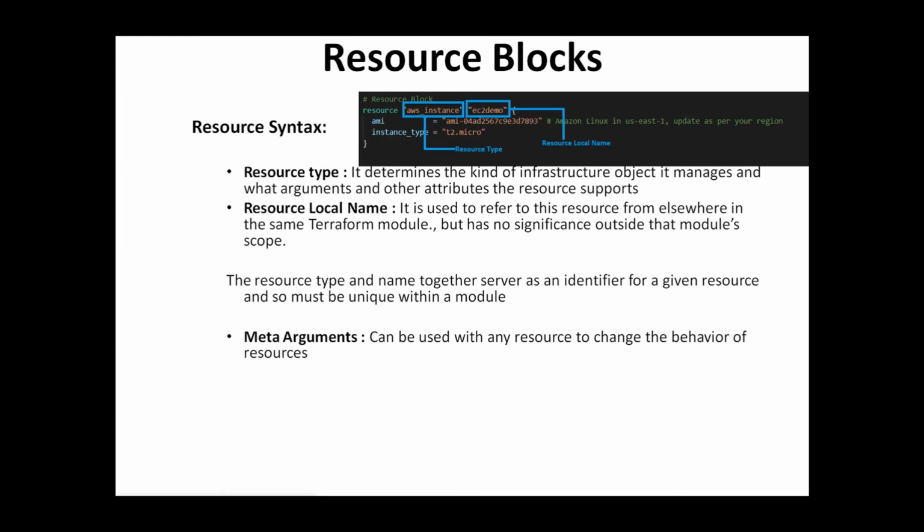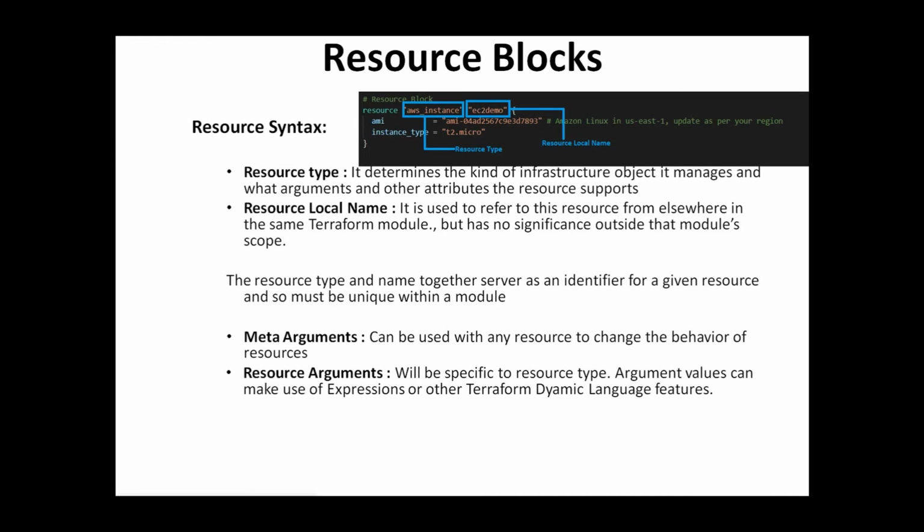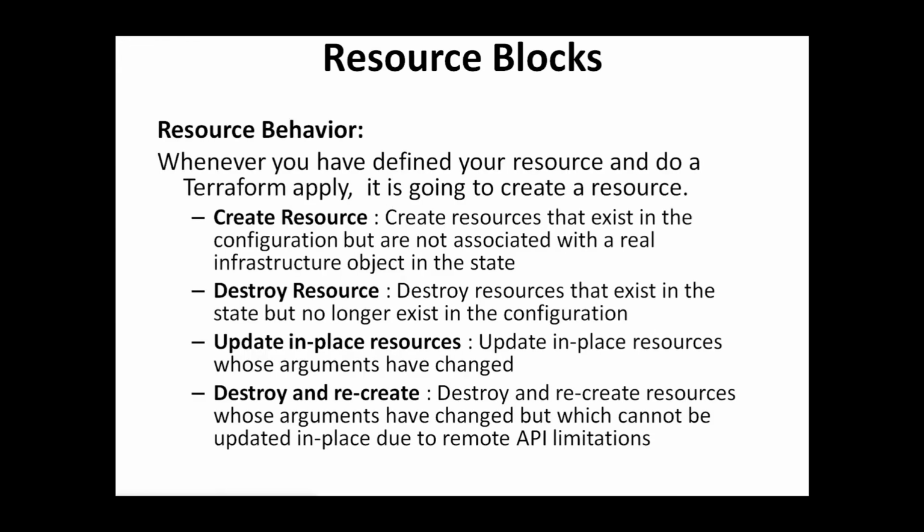Next, meta arguments. Meta arguments can be used within a resource to change the behavior of resources. Resource arguments. This will be specific to resource type. Argument values can make use of expressions or other Terraform dynamic language features. The resource behaviors. So whenever you have defined your resource and do a Terraform apply, it is going to create a resource. So these many things can be done with your resource behaviors.